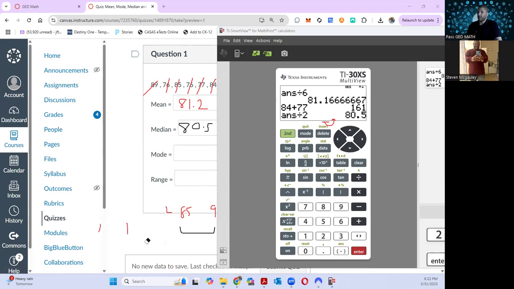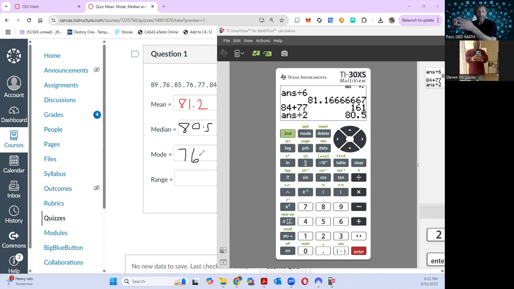Erase all this. Now we got to find the mode. What number appears the most? You should be able to see with your eyes. We don't have a whole lot of data. On the GED, the most numbers you're going to have is 8. So all we're looking at is what number appears the most. That's very easy. 76. So 76 is my mode. Understand that? All right.